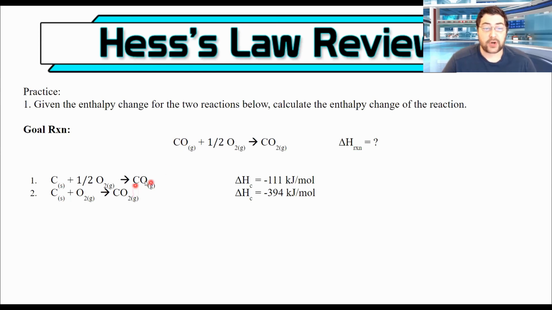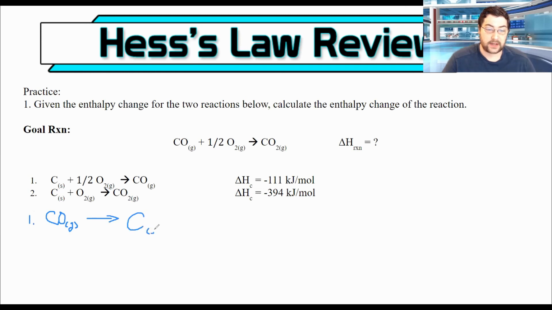reaction. So we're going to try and manipulate reaction number 1 so that it looks like the goal reaction in terms of carbon monoxide, that is. So up in the goal reaction, carbon monoxide is on the reactant side, and there's only 1 mole of it. So if we look at reaction number 1, we have only 1 mole of it, which is great, but it's on the product side, and it's supposed to be on the reactant side. So what we're going to do is just rewrite reaction number 1, but we're going to flip it. So we're going to have the carbon monoxide be on the reactant side.